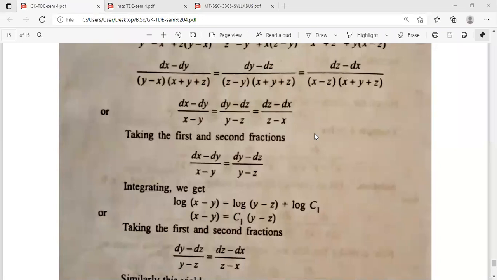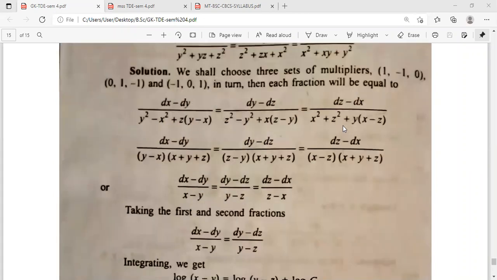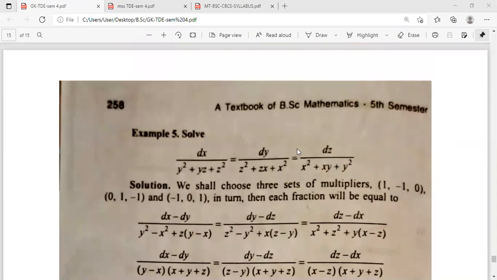And then one more, you have the method of grouping, which gives an exact differential. Here you have simultaneous equations. What are the simultaneous equations? The standard form is dx by P equal to dy by Q equal to dz by R. After getting that, there are two methods: one is the method of grouping, and the second one is the set of multipliers.